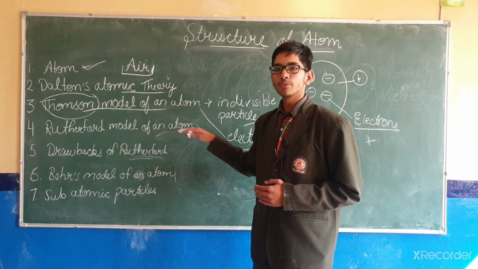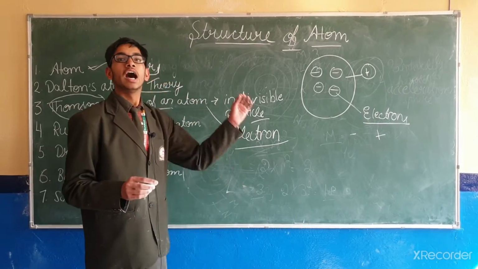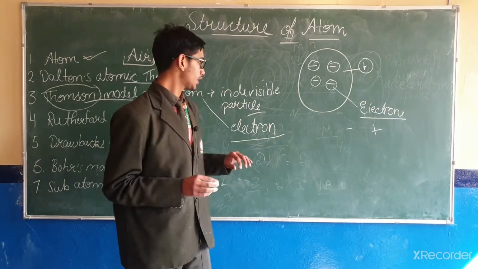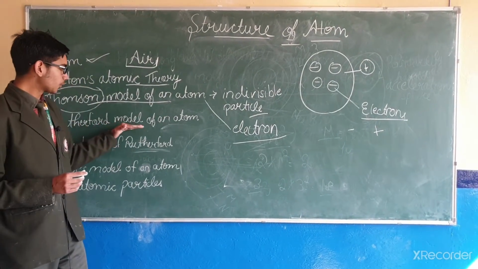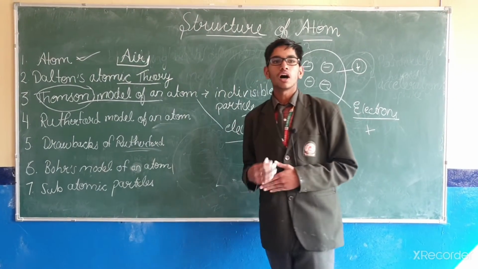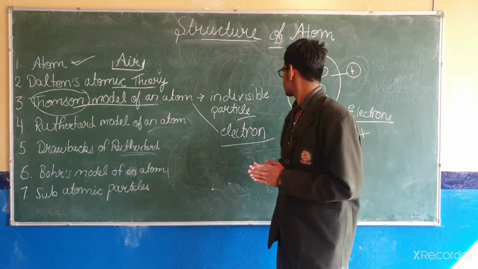Now about Rutherford model of an atom. According to Rutherford model of an atom, the whole mass of atom resides inside the nucleus of an atom. This was the drawback of Thomson model of an atom. Ernest Rutherford was a scientist who carried out the alpha scattering experiment. Now I will explain to you the alpha scattering experiment.